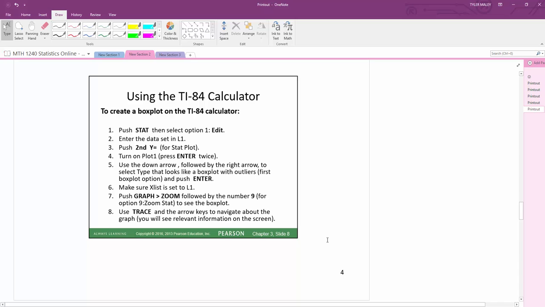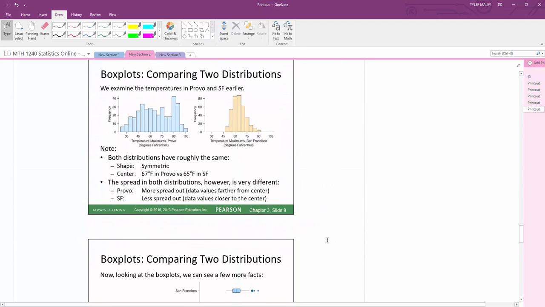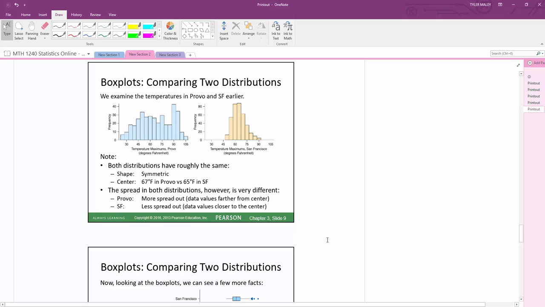All right, so this next slide is just showing you how you can graph a box plot on the TI-84 calculator. I'm going to walk you through that with an example towards the end, so we'll go through that in a moment. This next slide is looking at another box plot. We can also use box plots to compare two or more distributions. We can have them compared side by side.